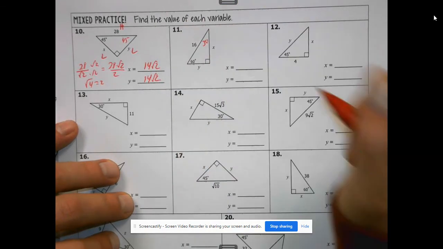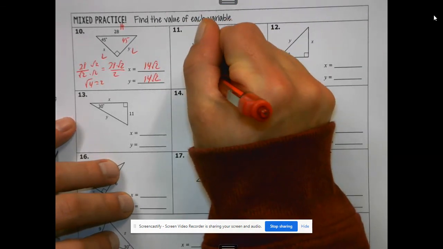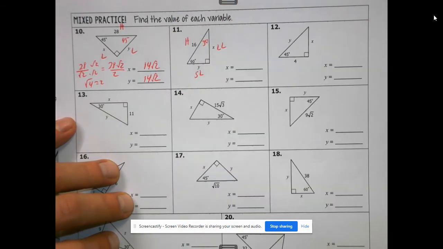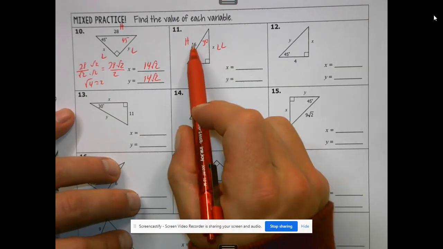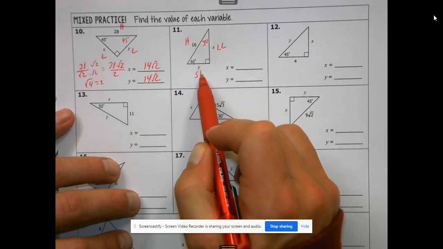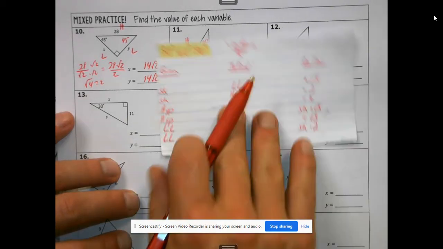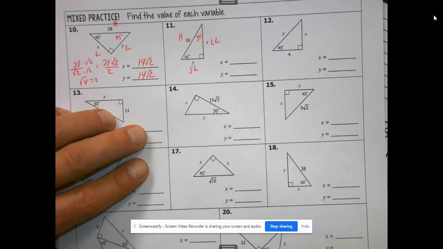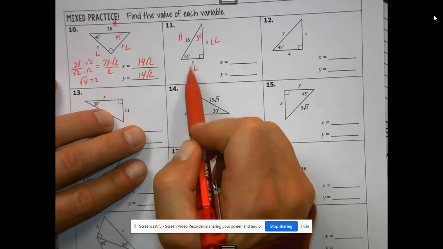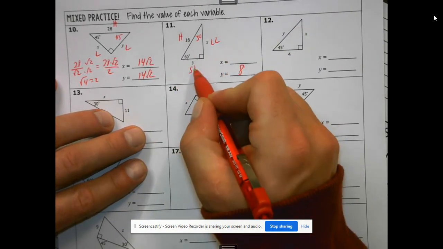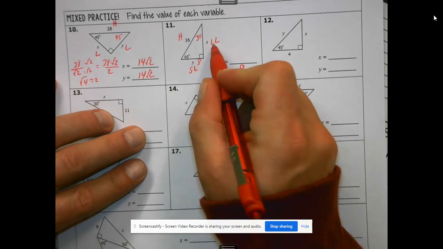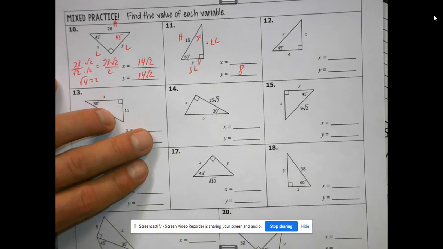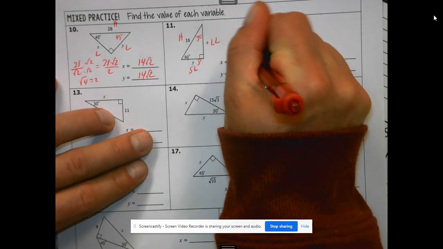Number 11, 30, 60, 90. Y is your short leg. X is long leg, 60 is, and 16 is hypotenuse. Given hypotenuse, make sure you find short leg first. Hypotenuse to short, divide by 2. Hypotenuse 16, 16 divided by 2 is 8. And then short leg to long leg, short to long times by square root 3. So that'd be 8 times square root 3.